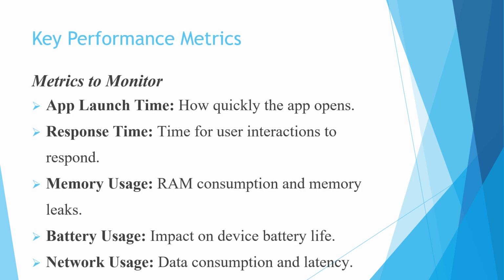To effectively measure performance, focus on these key metrics. App launch time. Users expect apps to open in under 2 seconds. Anything slower creates a poor first impression. Response time. How quickly your app responds to actions like button clicks. Delays here frustrate users. Memory usage. High RAM consumption can lead to crashes, especially on low end devices. Battery usage. Apps that drain the battery are quickly uninstalled. Network usage. Test how your app handles data on different network types, including slow or unstable connections. These metrics help you identify and prioritize performance optimizations.